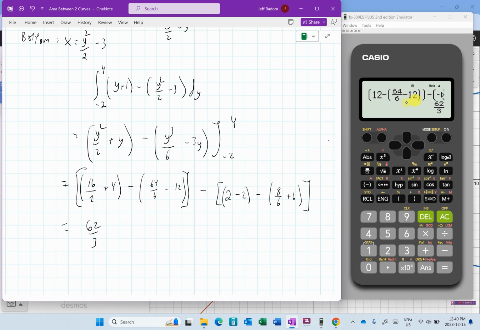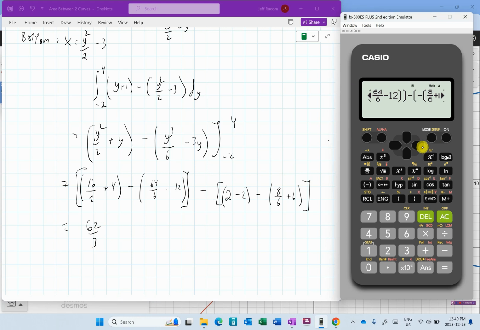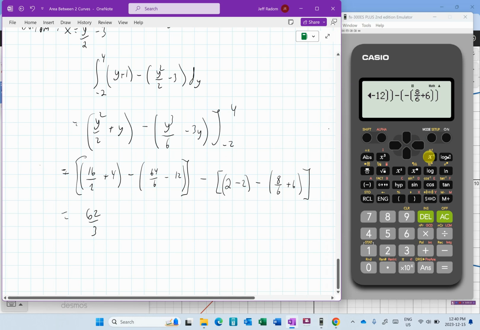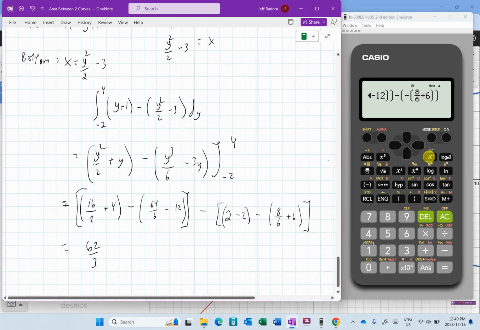I think I got that in there right. I might have missed the brackets. There, brackets. Close, close, open, open. And 8/6 plus 6, close, close, close. Yeah, good. So 62/3 would be the area between those two curves.